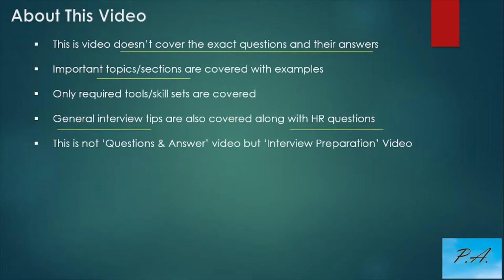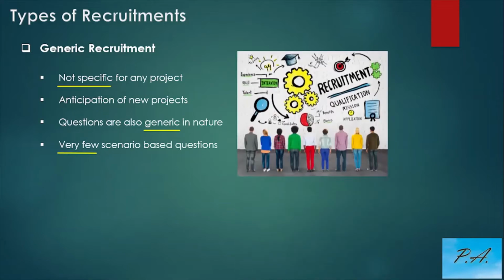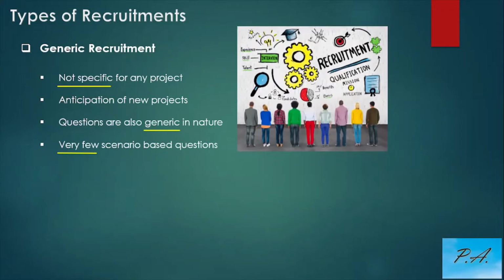Okay, then let's begin. What are the types of recruitments? In general, for experienced professionals, the recruitments can be of two types. Number one, generic recruitments. This recruitment is not specific to any project. What happens sometimes, the company anticipates huge requirements in existing projects or projects that are in the pipeline. In this type of recruitment, questions are very generic in nature and you can expect very few scenario-based questions.